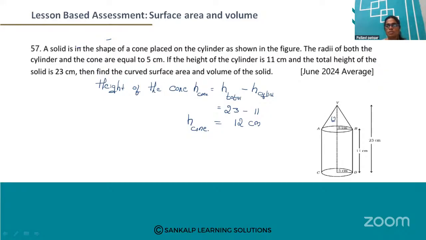So the radius is also given. So what do we do? By using Pythagorean theorem, find the slant height of the cone. Here slant height is equal to square root of r square plus h square. Here cone.